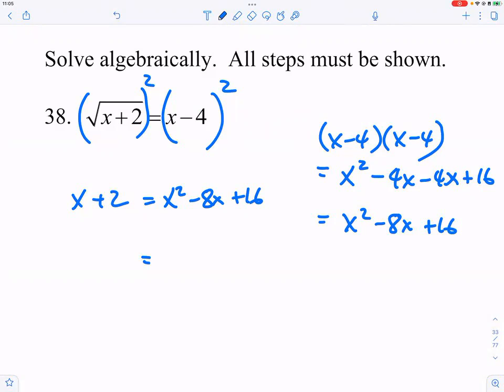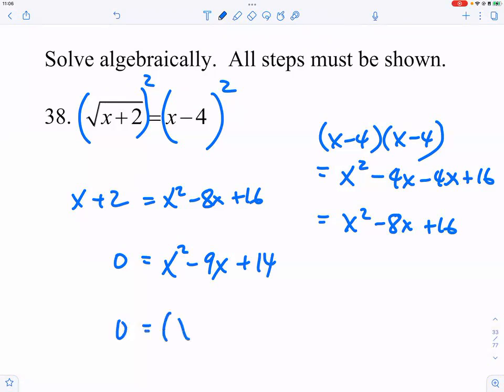Now, I do not suggest people to just remember that I need to do FOIL because you will forget about it. Instead, you should just understand the meaning of square, which is multiplying by itself. You knew that since middle school, I believe. Okay, so subtract x on both sides. You have x squared minus 9x. And then subtract 2 on both sides, you have 14.